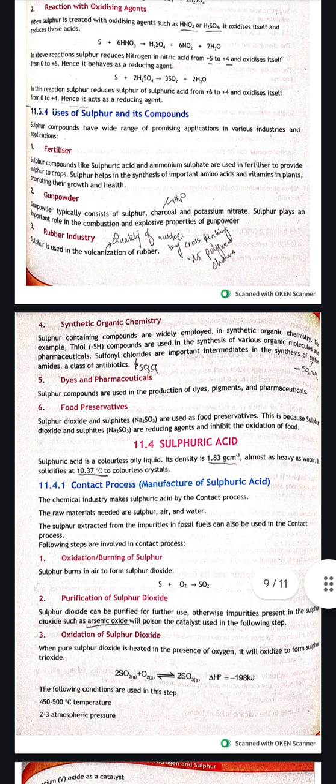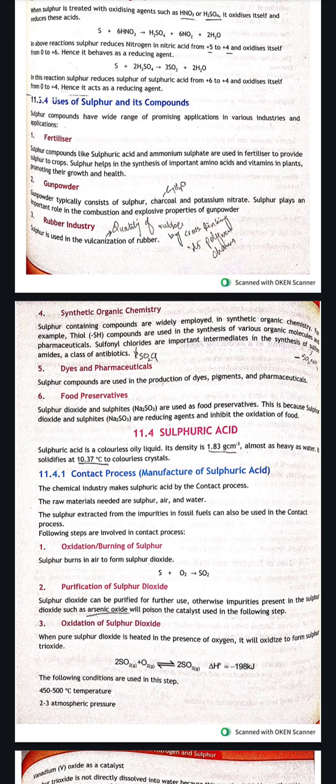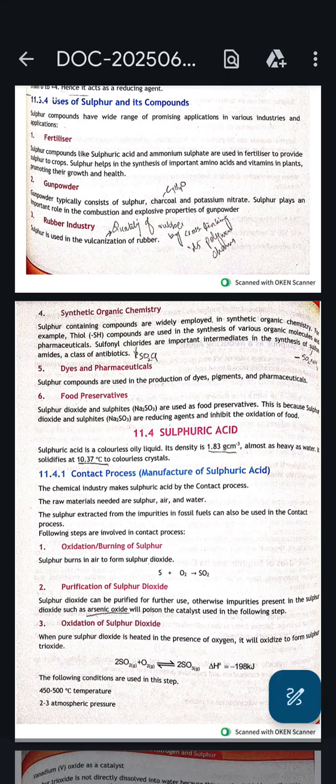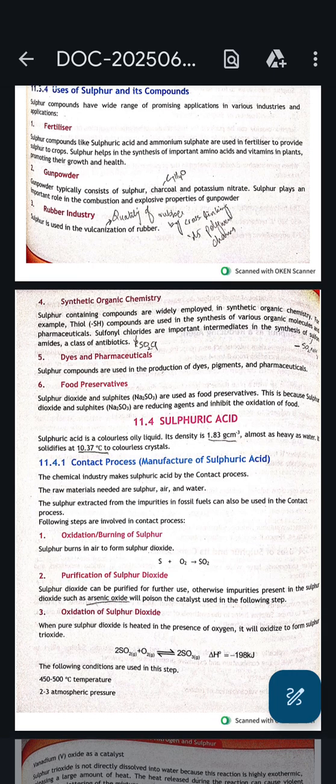So, sulfur plus H2SO4 gives us SO2 plus water. In this reaction, sulfur reduces sulfur of sulfuric acid from +6 to +4 and oxidizes itself from 0 to +4. Hence, it acts as reducing agent. Now we have the uses of sulfur and its compounds.